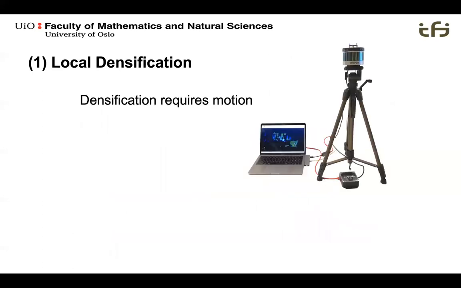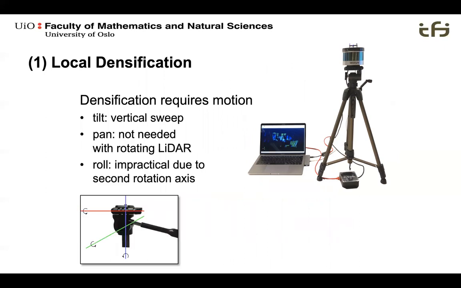For local densification, we need to understand first that we absolutely require motion of the LIDAR itself. That's why we mounted the LIDAR on a tripod. And here we have 3 axes of motion.